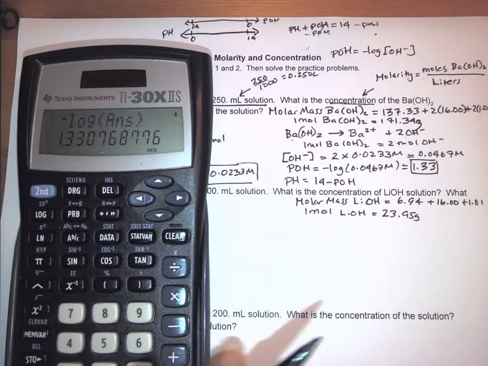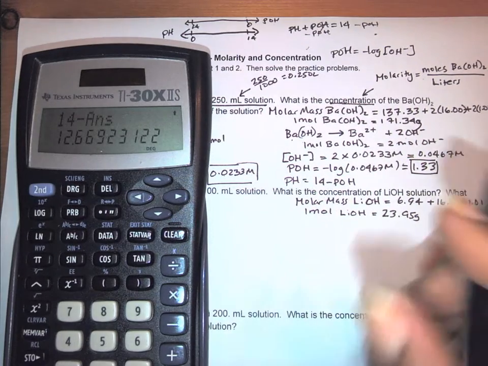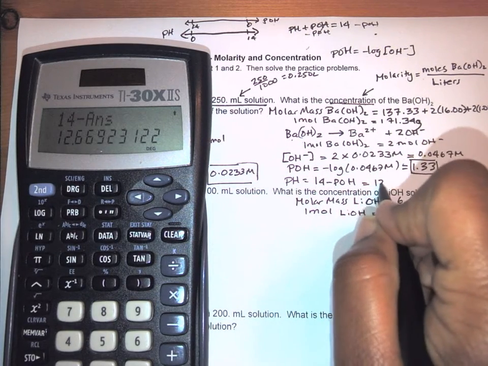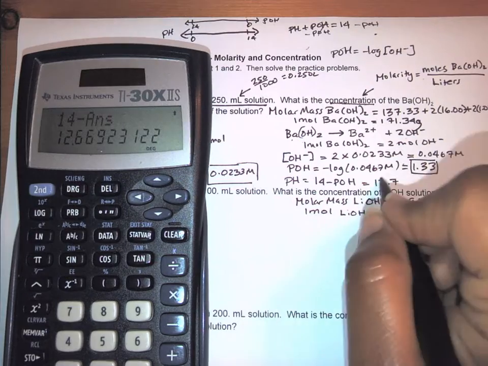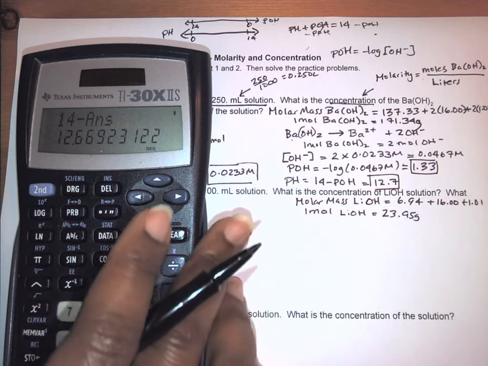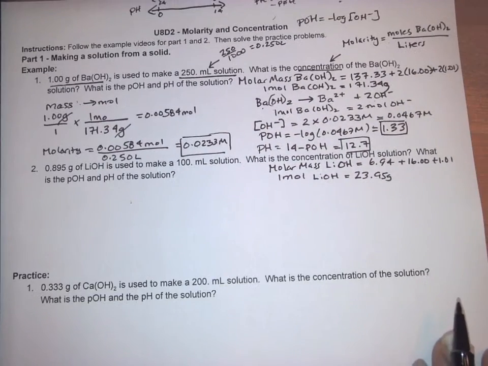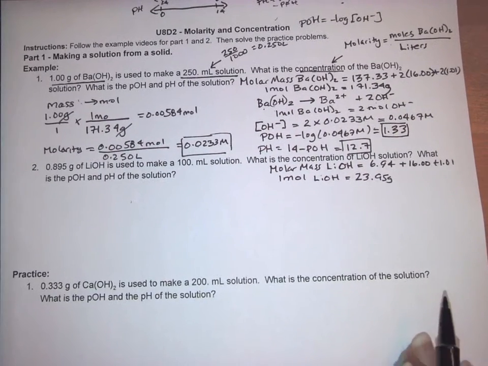Okay, so we take 14 minus that number, and we get 12.7. So that's the pH. Here's our answer for that problem. Let's do example 2.